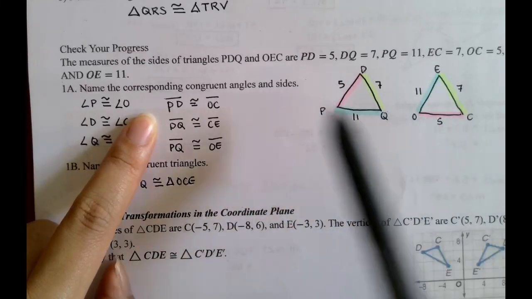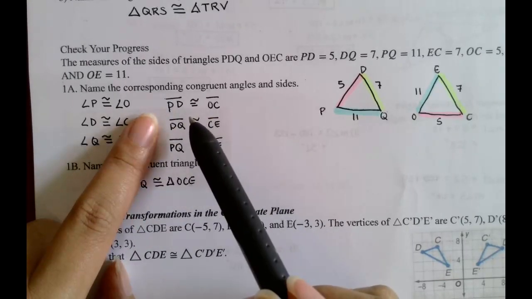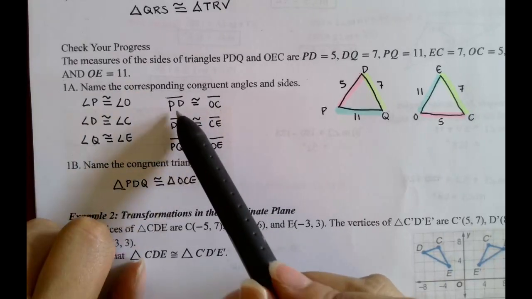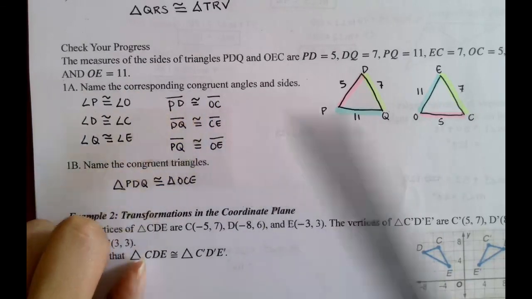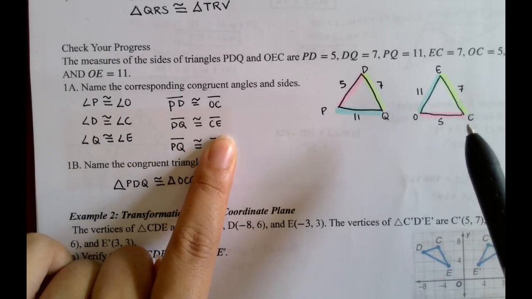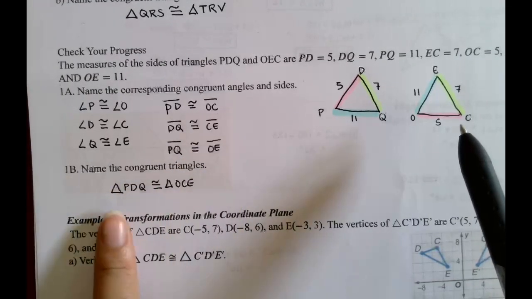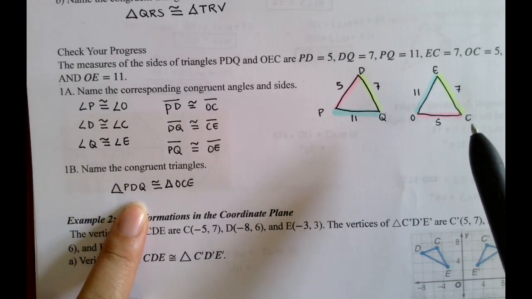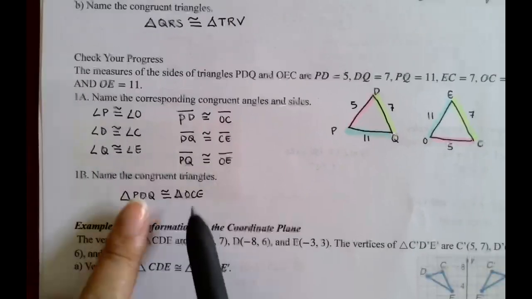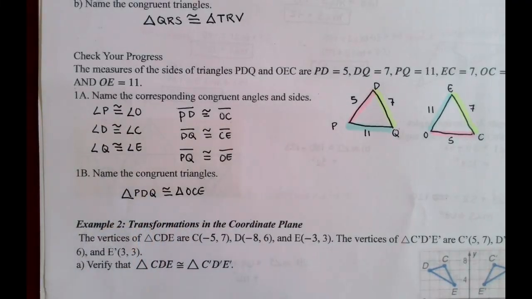It has to be OC in this order. If you chose DP, then it'll be CO. But P corresponds with O and D corresponds with C. So depending where the first one is, that determines the second one. DQ is congruent to CE, and PQ is congruent to OE. Naming the congruent triangles, triangle PDQ is congruent to triangle OCE, because P corresponds with O, D corresponds with C, and Q corresponds with E.